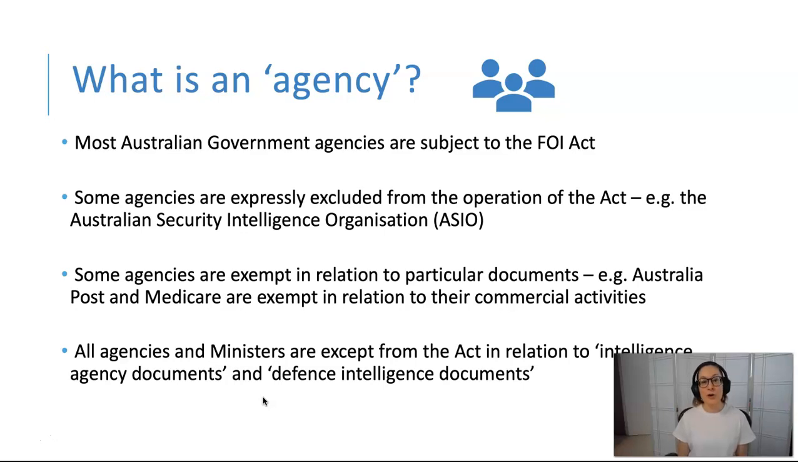Some agencies are only partially exempt in relation to particular documents or particular actions. So, for example, Australia Post and Medicare both have government functions, but also commercial functions. And in relation to their commercial activities, they are exempt from the FOI Act. All agencies are exempt in relation to intelligence agency documents and defence intelligence documents. So these include documents around national security and defence strategy, essentially.